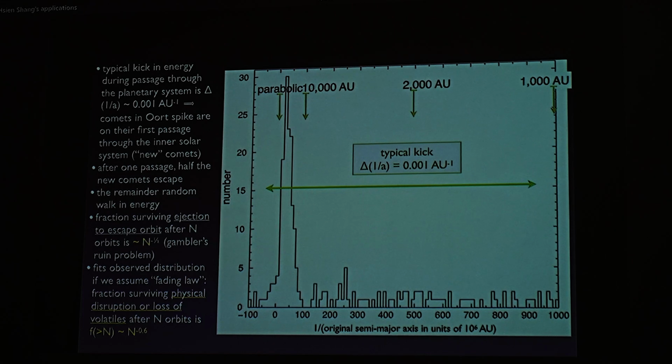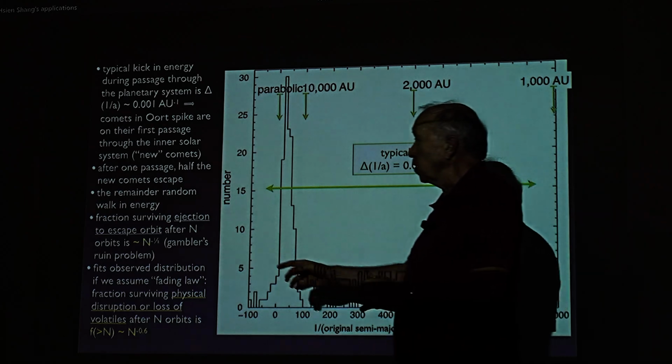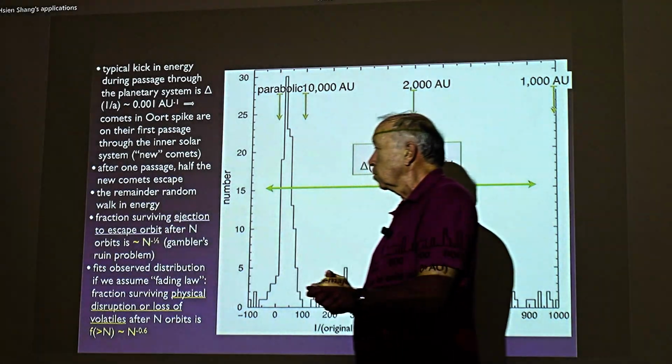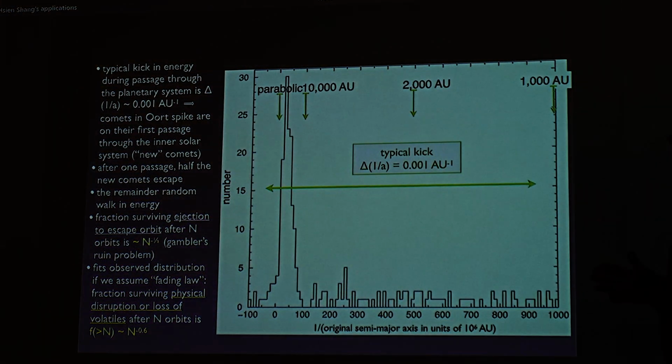So this is basically a random walk in energy, which is analogous to the gambler's ruin problem, where you start off with a limited amount of money, you bet in an even game with a 50-50 chance of winning, and you ask how long you're going to survive until you become bankrupt, and the answer is that you'll survive for n orbits with a probability that goes like n to the minus a half.